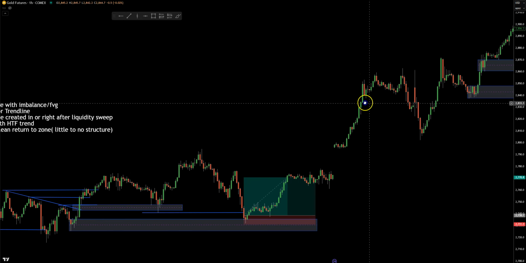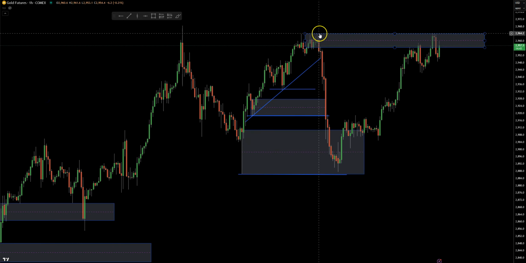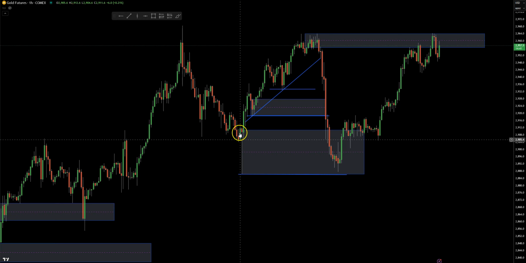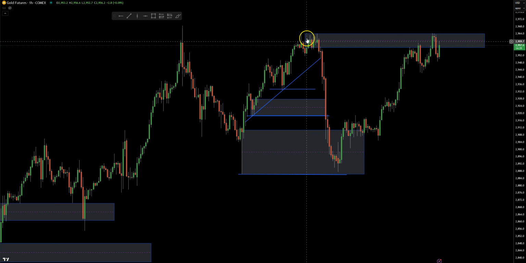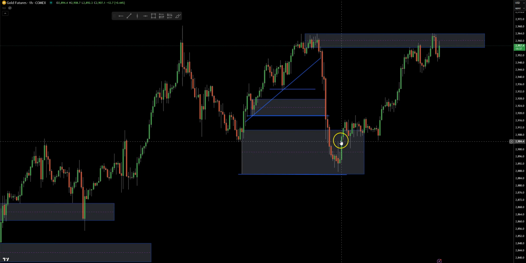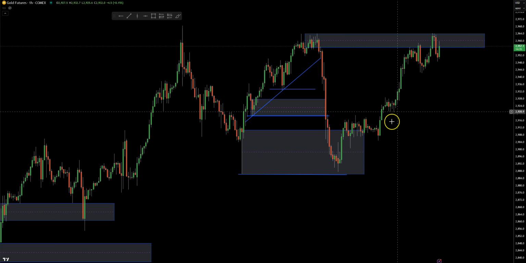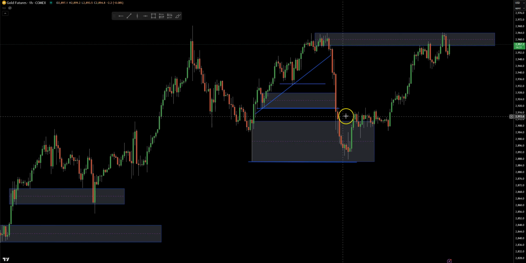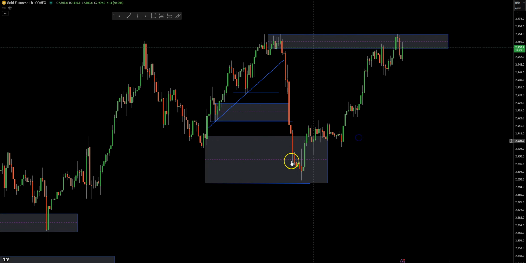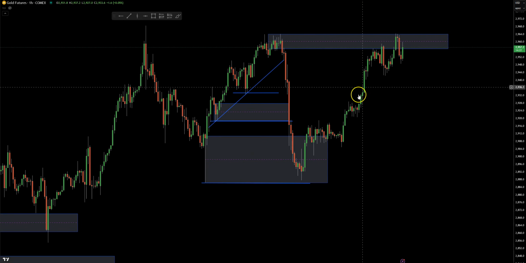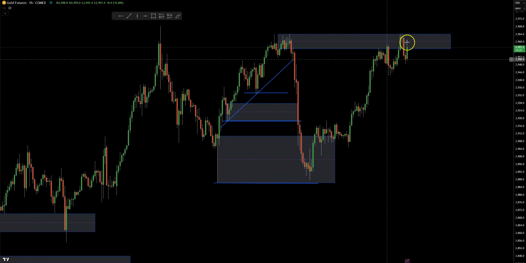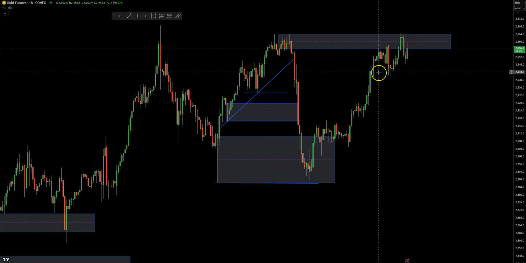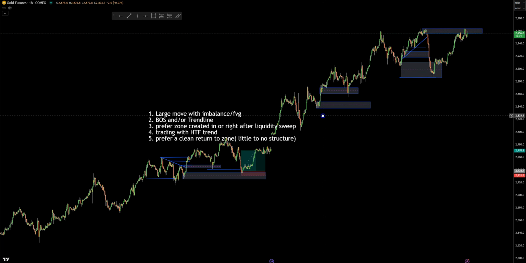Right, so we prefer it to do this. We prefer to have a zone drawn out here and then price to collapse or explode. Even this going back up is pretty clean, right? You got this little sideways stuff here, and that's not even clean structure as far as highs and lows. So I would be interested in taking that short based on that.